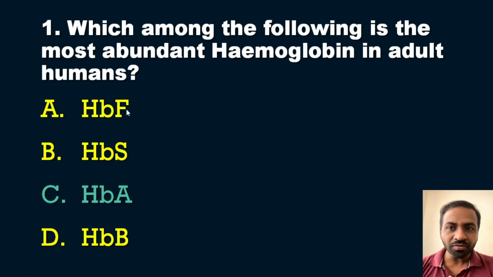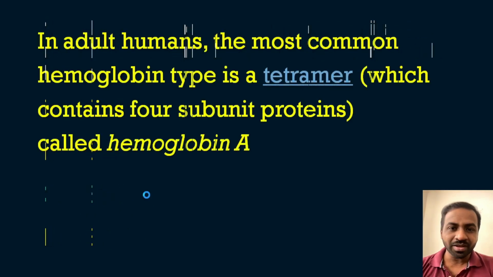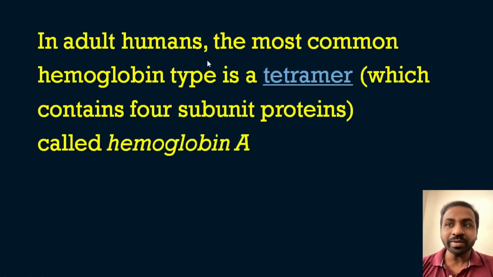HbF stands for fetal hemoglobin, HbS stands for sickle hemoglobin, HbA stands for adult hemoglobin, and HbB is a beta hemoglobin that can be seen along with the HbA. So we will have a small explanation regarding this question. In adult humans, the most common hemoglobin type is a tetramer. The name itself makes it clear: it contains 4 subunits of protein, and it is called hemoglobin A. This is the most abundant adult hemoglobin.